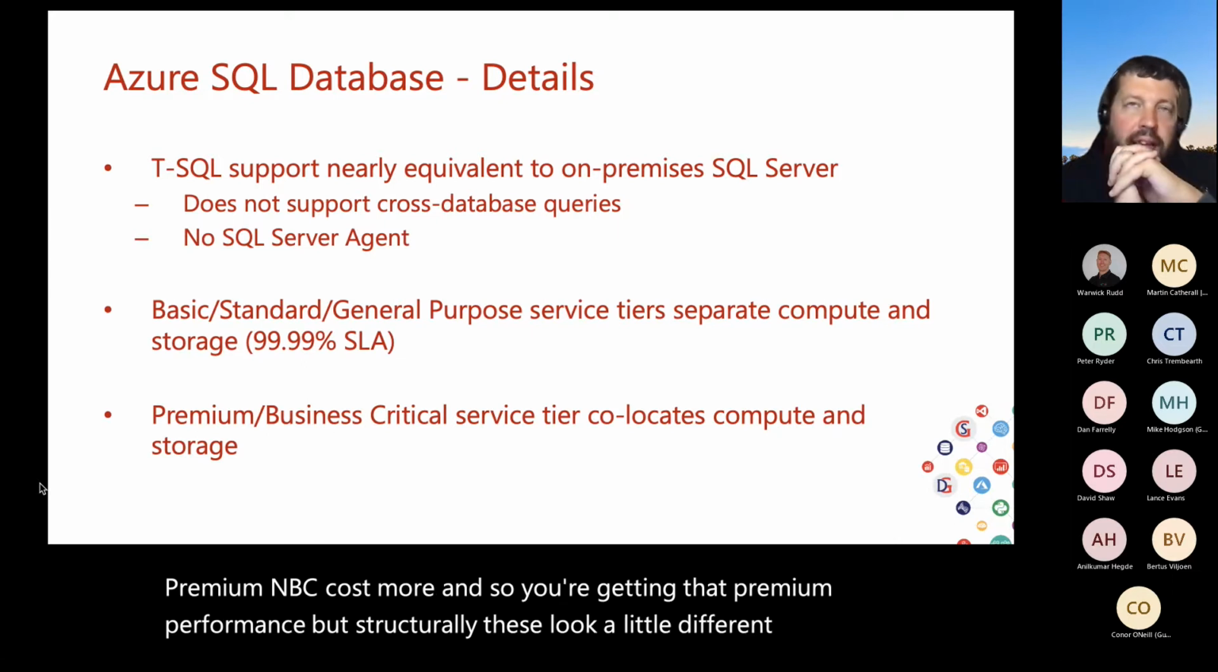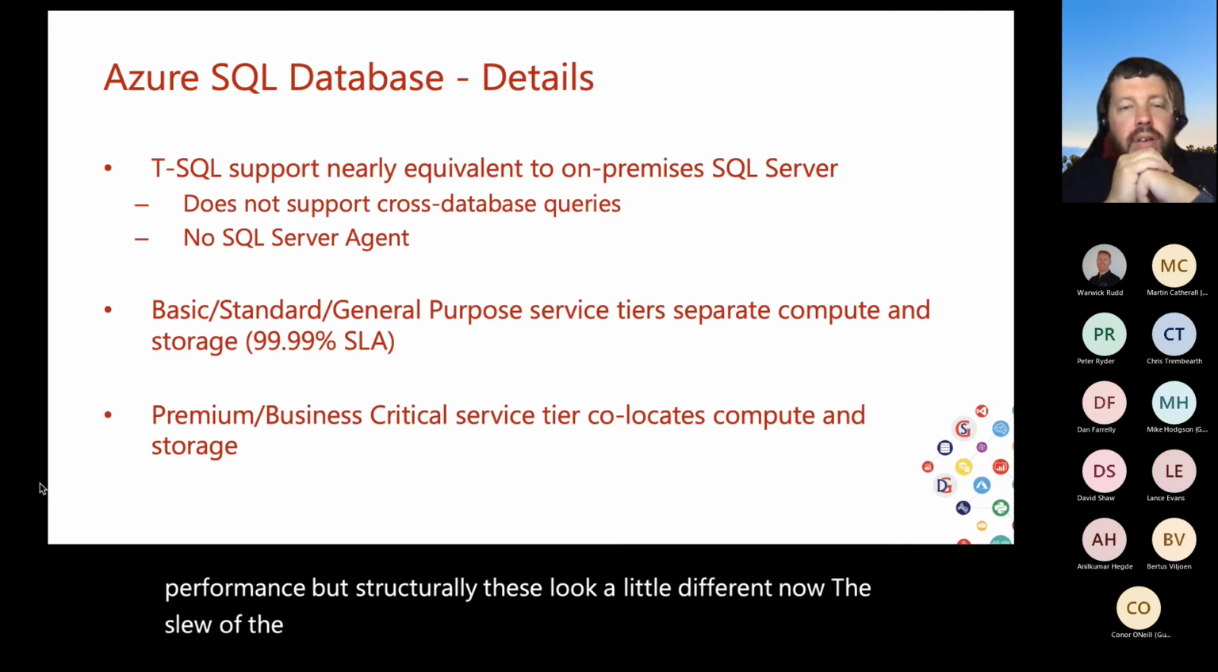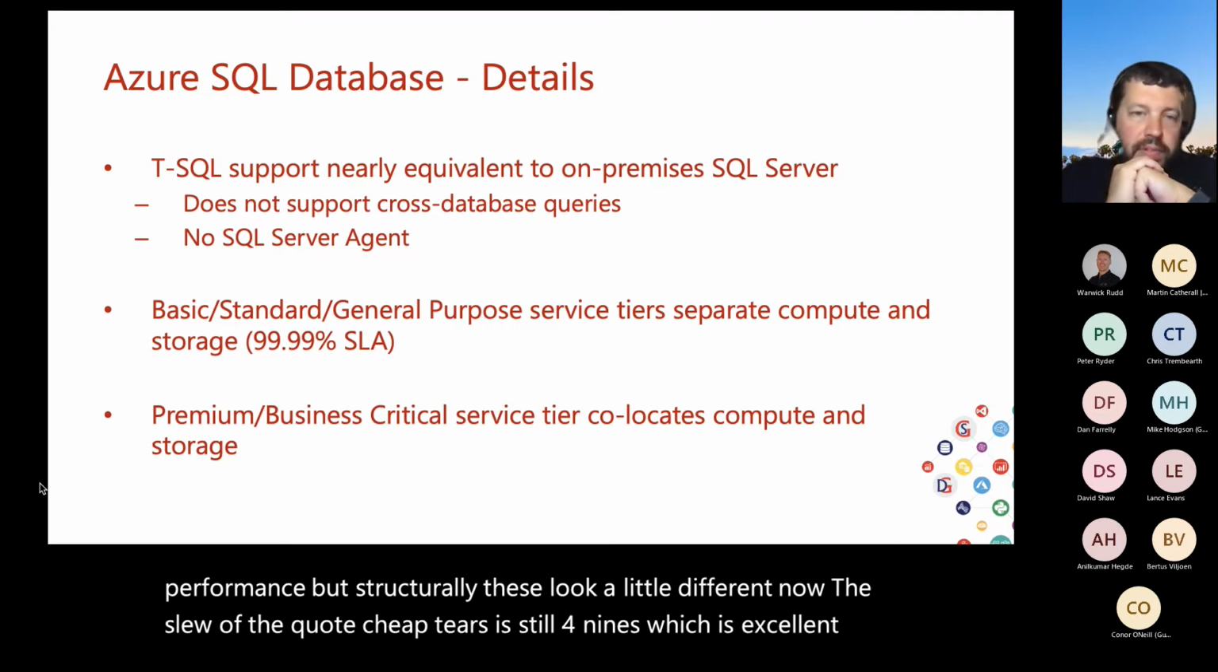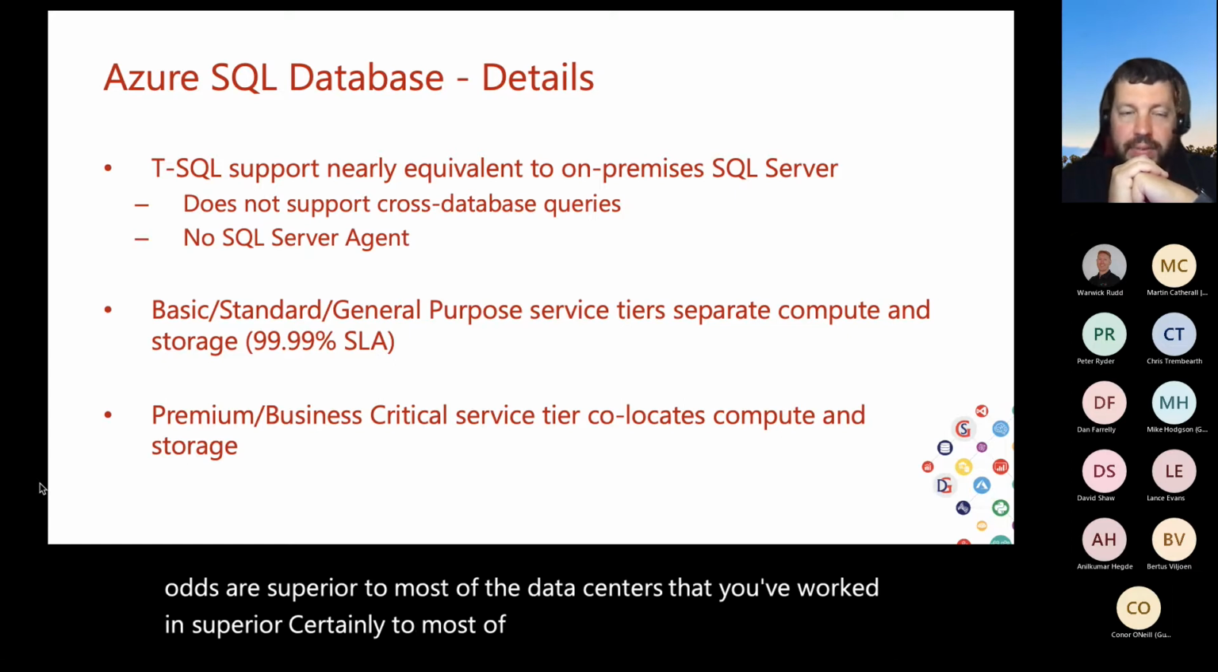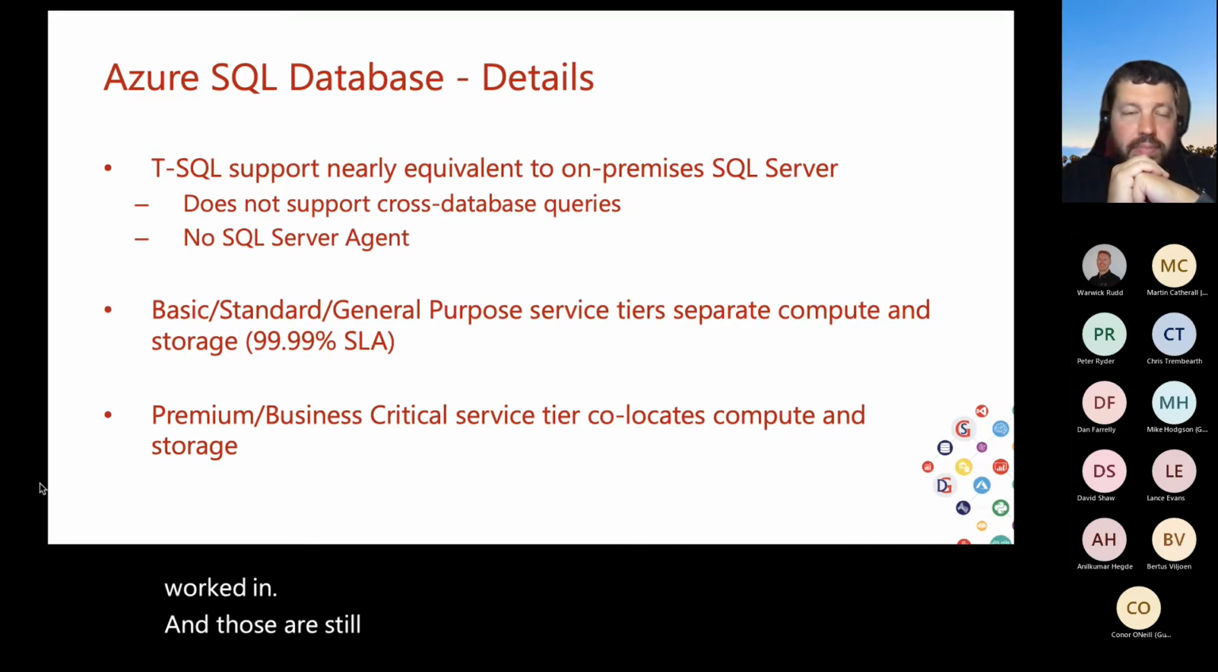Now, the SLA of the so-called cheap tiers is still four nines, which is excellent, and odds are superior to most of the data centers that you've worked in, superior certainly to most of the data centers that I've worked in. And those are still capable of a fair amount.